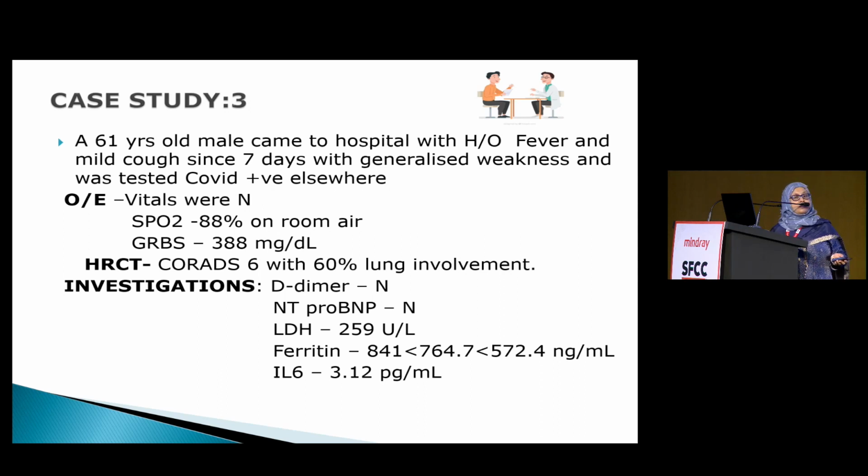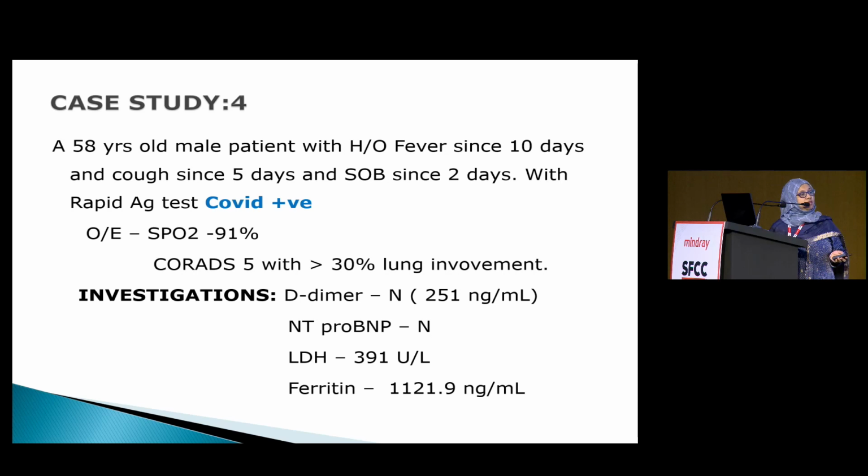So we can say that ferritin is more of an inflammatory marker presently, because people have become more conscious of their health, and iron deficiency has become less common now. So whatever cases are coming to our hospital, mostly with viral pneumonia, we are using ferritin mostly as an inflammatory marker. This is another scenario where again LDH was a little high, but ferritin was 1121.9 nanograms per ml, with more than 30% lung involvement.